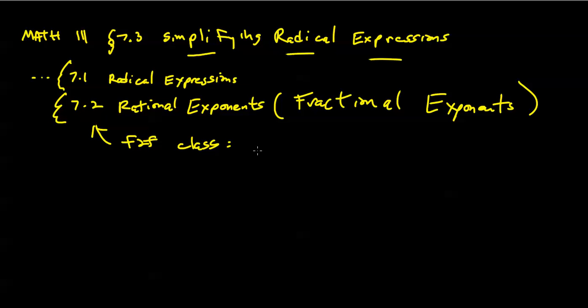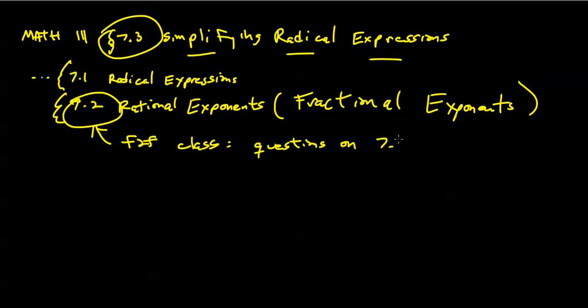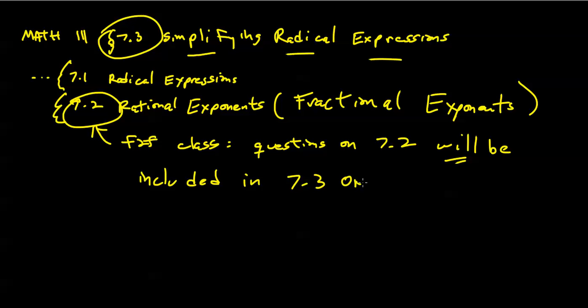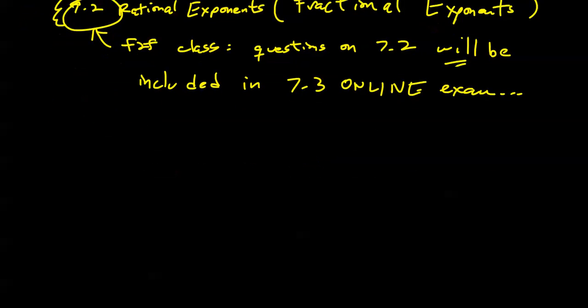But I am going to include questions on 7.2 in the 7.3 online exam. Let me write that down. Questions on 7.2 rational exponents will be included in the 7.3 online exam. Okay? So be aware of that. All right, let's go on then and talk about simplifying radical expressions.